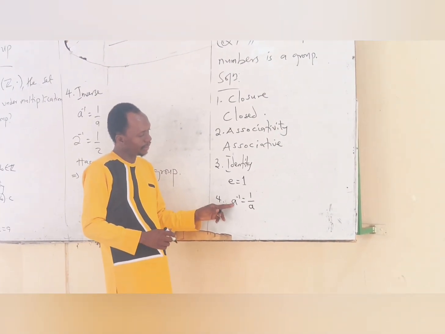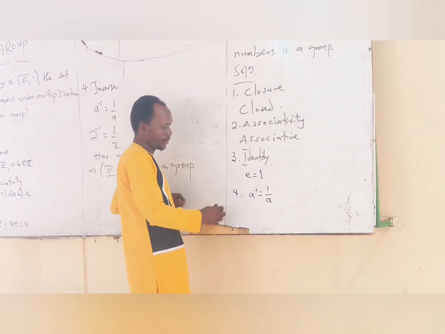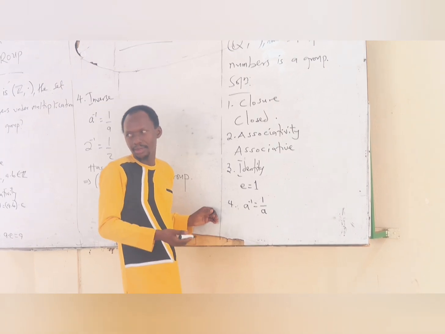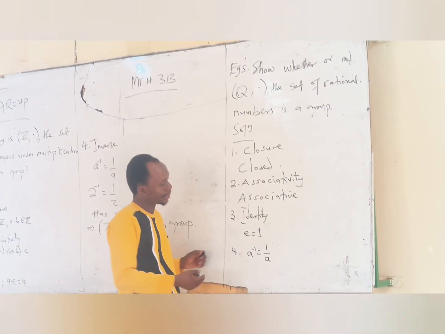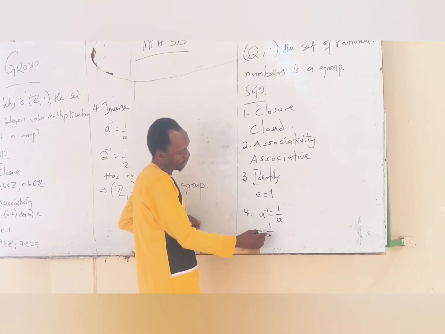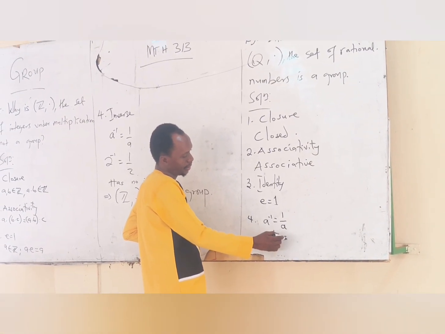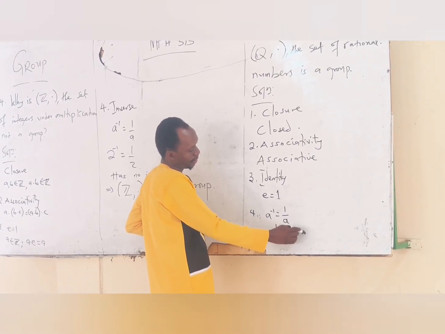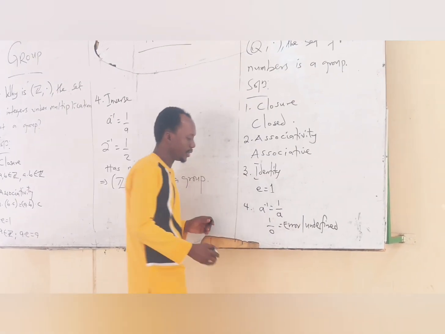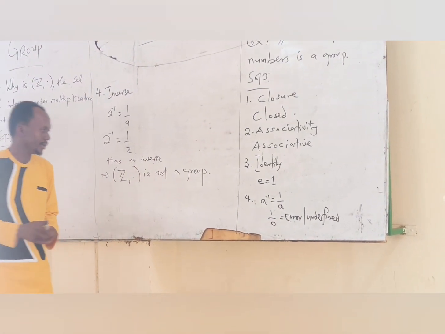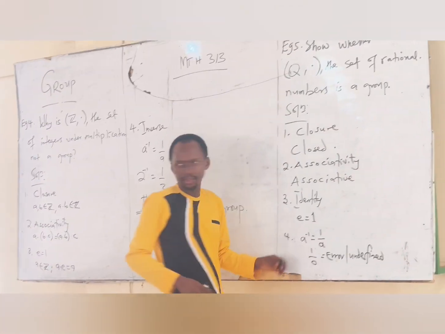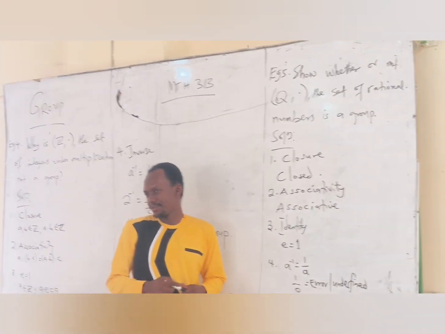So the A inverse must be 1 over A. If you pick every rational number, you can find 1 over that number. Can you all see? Then it will fall in the collection. But when you pick 1 over 0, what will you get? We'll get undefined, right? So because of this, something in the collection has no inverse.